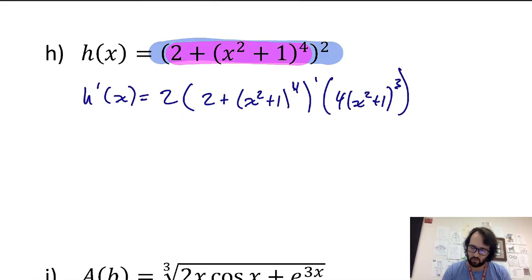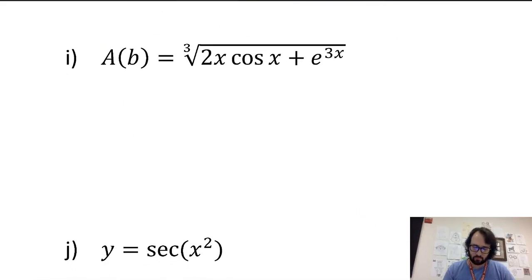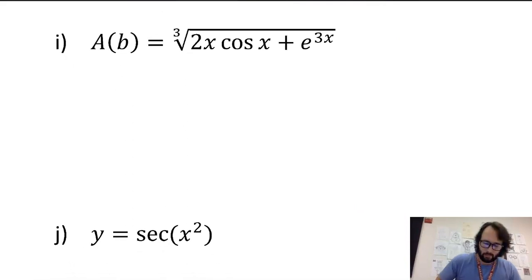And then if I look inward again, I just have x squared plus 1 on the inside of those parentheses as well. So I would need to make that times 2x, and there would be my derivative. Again, you just keep working your way inward and inward and inward. That's the whole deal about the chain rule. Okay, I think we only have 2 more, at least for day 1.